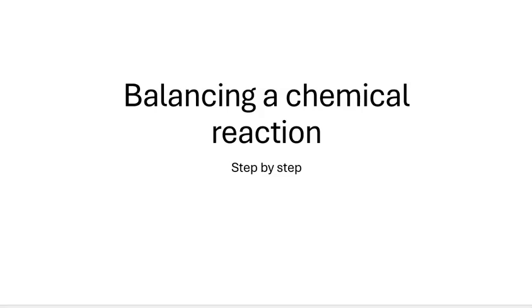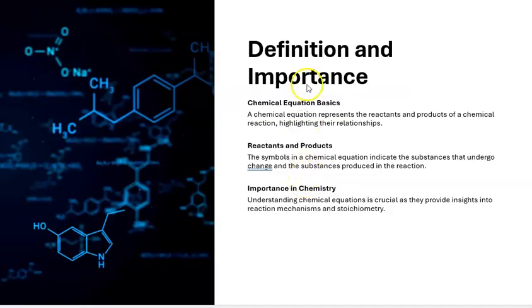Balancing a chemical equation, step by step. Okay, what is a chemical equation? A chemical equation represents the reactants and the products, and you can see an arrow that divides the reactants from the products. That arrow represents the symbol of yield.